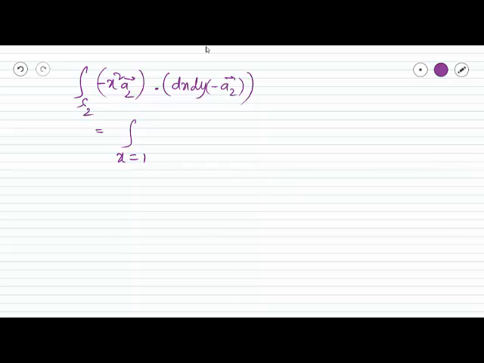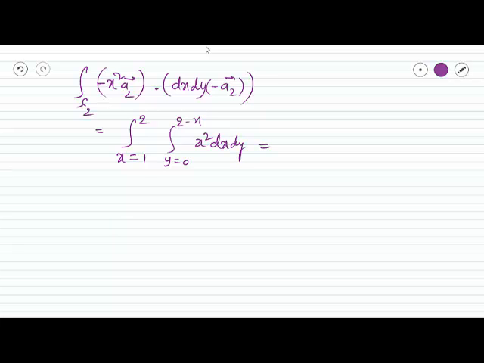Now the integral is minus x square az bar dot dx dy minus az bar. So this is what I'll get, as again minus into minus is plus. But what is the second surface? x equal to 1 to 2, y equal to 0 to 2 minus x. Again I will get x square dx dy.